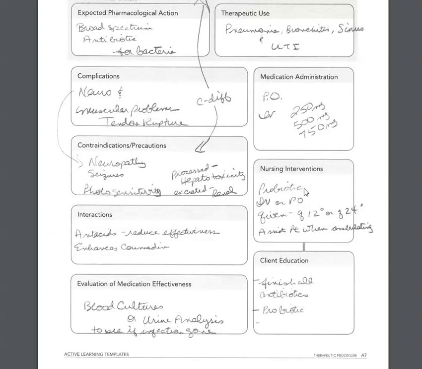Evaluation of medication effectiveness, you're going to definitely do blood cultures, or you might do a urinalysis and see if the actual infection's gone.